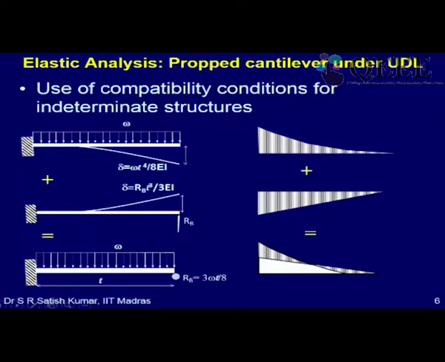So what we are doing here is we are going to use the condition of compatibility. Compatibility means the deflections should be compatible with the support conditions and they should have continuity of slope, etc. Okay, so that is what it means. So what we are going to do is, this propped cantilever, there is a roller here, and we are going to remove this roller.